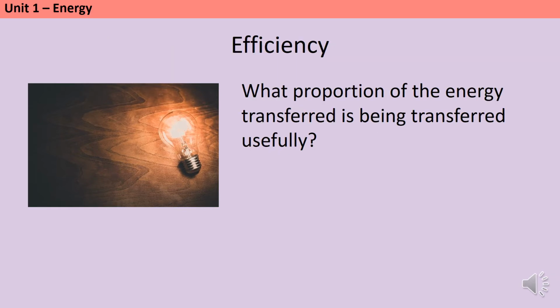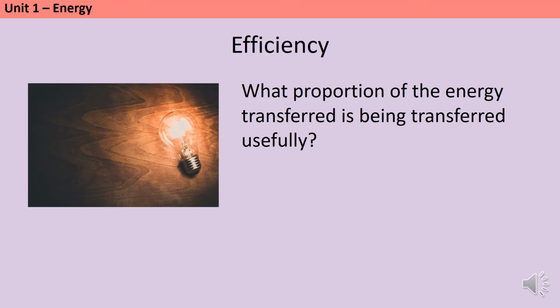Useful and wasted energy are important concepts when it comes to trying to explain efficiency, which is a measure of the proportion of the energy transferred that's being transferred usefully. If you imagine that in a lesson you use 100 joules of energy and you use 90 joules of energy for learning and 10 joules of energy for having a little chat, then you're being very efficient because most of your energy is going into something useful.